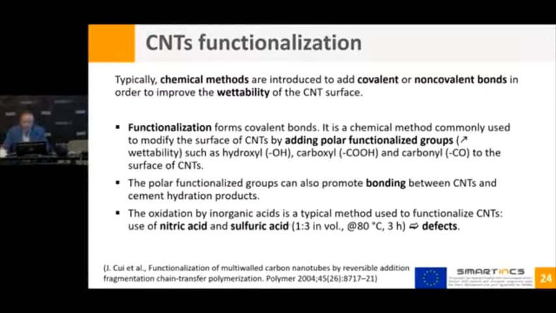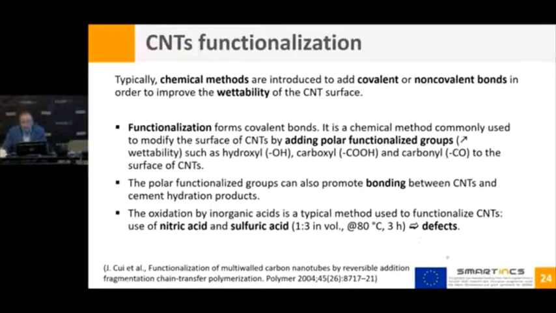For example, one classical functionalization of carbon nanotubes consists in forming carboxyl groups along the side of the carbon nanotube, and this can be achieved by using a mix of pure nitric acid and sulfuric acid in a 1:3 volume ratio. The functionalization must be done at 80 degrees, and it takes about 3 hours. So of course it's quite a strong treatment. You have to take some precautions, because you have to use pure acids, so you have to do this operation in safe conditions.